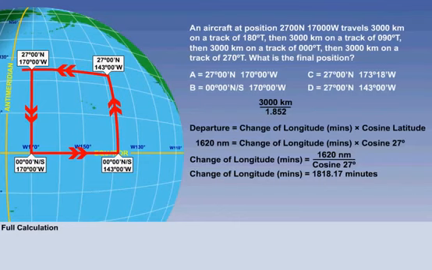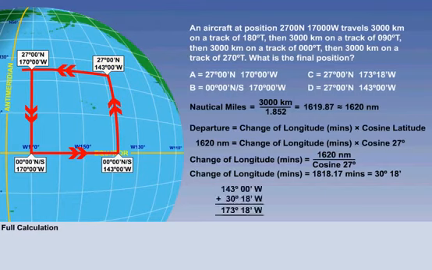We need to convert this to degrees and minutes in order to be able to use it, so divide by 60 to get 30 degrees and 18 minutes. We are at 27 north and 143 degrees west. So flying 30 degrees and 18 minutes further west will put us, still at 27 north, at a longitude of 173 degrees and 18 minutes. This was answer C, but it has taken a fair bit of calculation to get there.